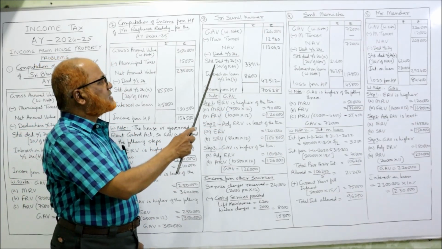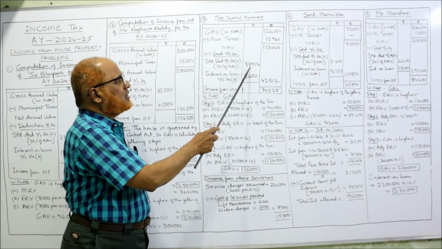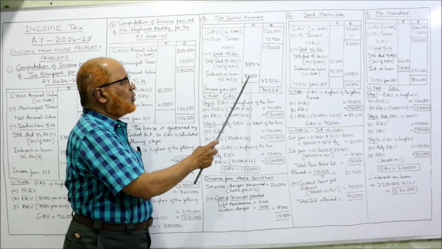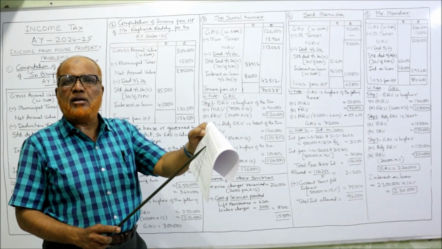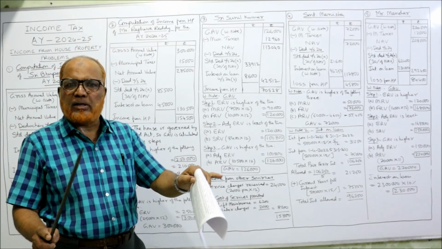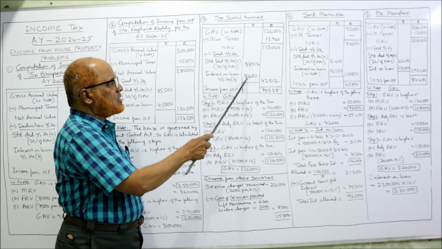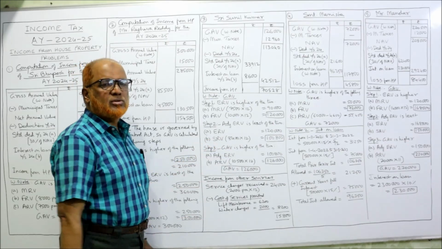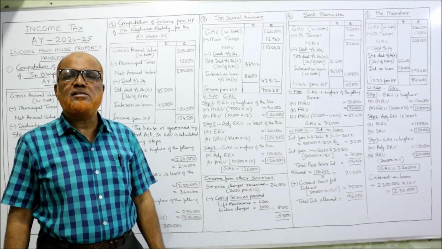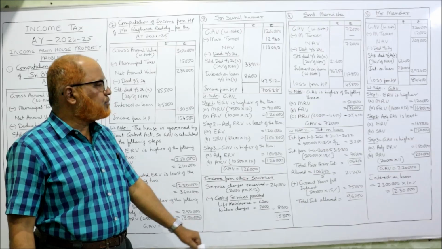Less standard deduction 30% of NAV 33,912. Interest on loan taken 8,600. We have not taken 9,600 because 1,000 is penal interest, not allowed. 8,600. Total 42,512. Now subtract, we'll get 70,528. This is the income from house property.